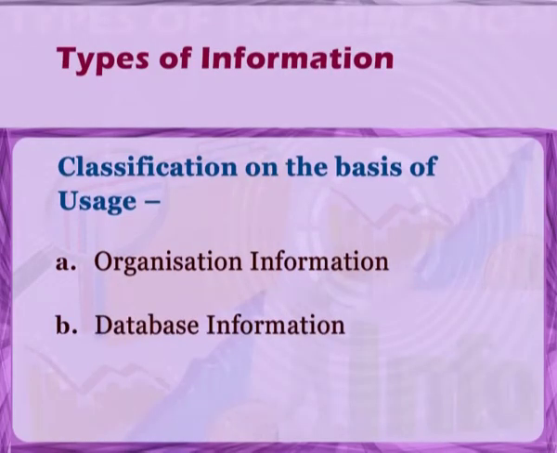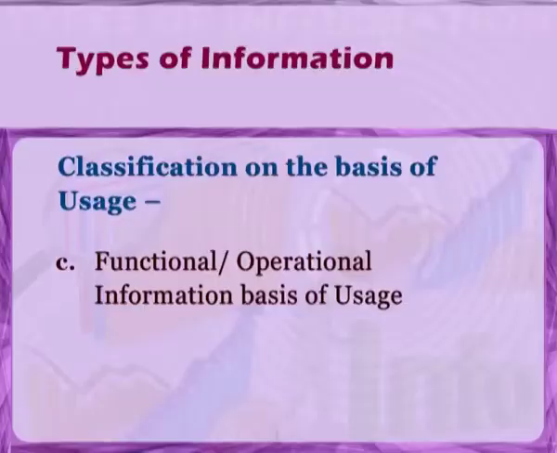Database information. When the information has multiple uses and applications, it is called database information. Example, material specification or supplier information is stored for multiple users. Functional or operational information. When the information is used in the operation of a business, it is called functional or operational information. Information like sales or production statistics is functional information meeting operational needs of these functions.